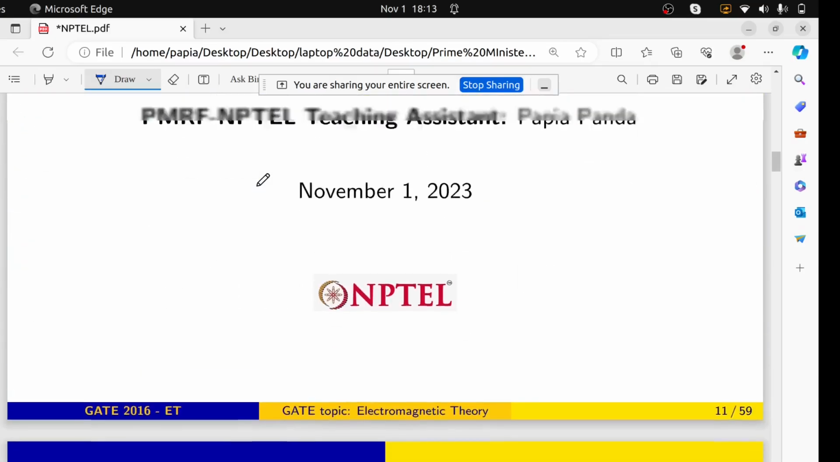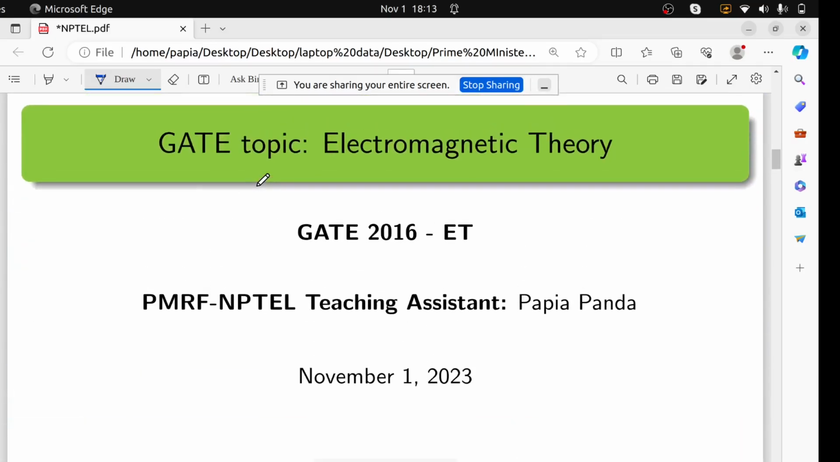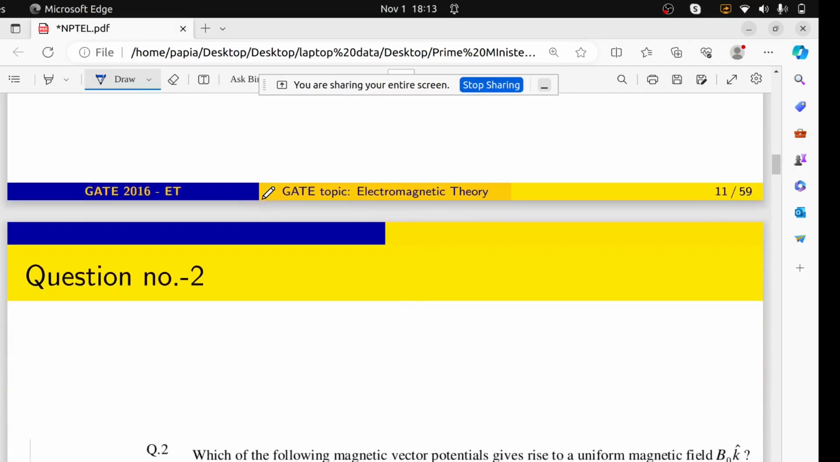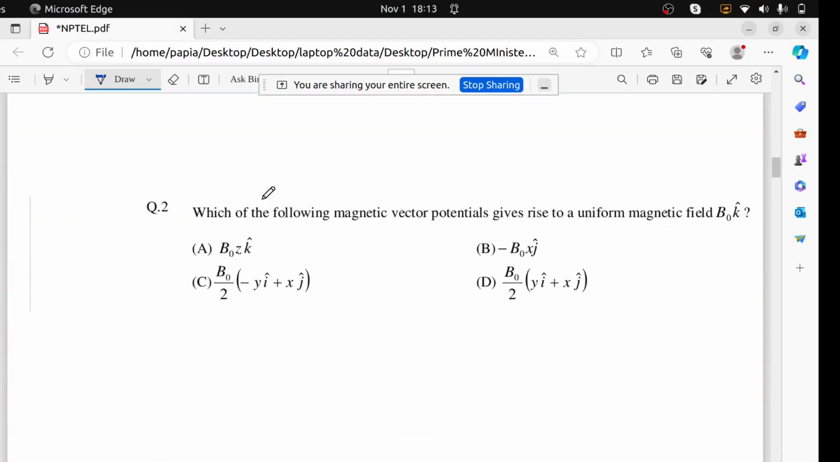Now we are going to calculate the next question. So next question I have taken from GATE 2016 physics question paper, and the question number was 2. Now 2 means, it was after that GA part, right? General aptitude part. After that one, the question number 2 is there. Okay. So what is the question? Which of the following magnetic vector potentials gives rise to a uniform magnetic field B0 k cap?